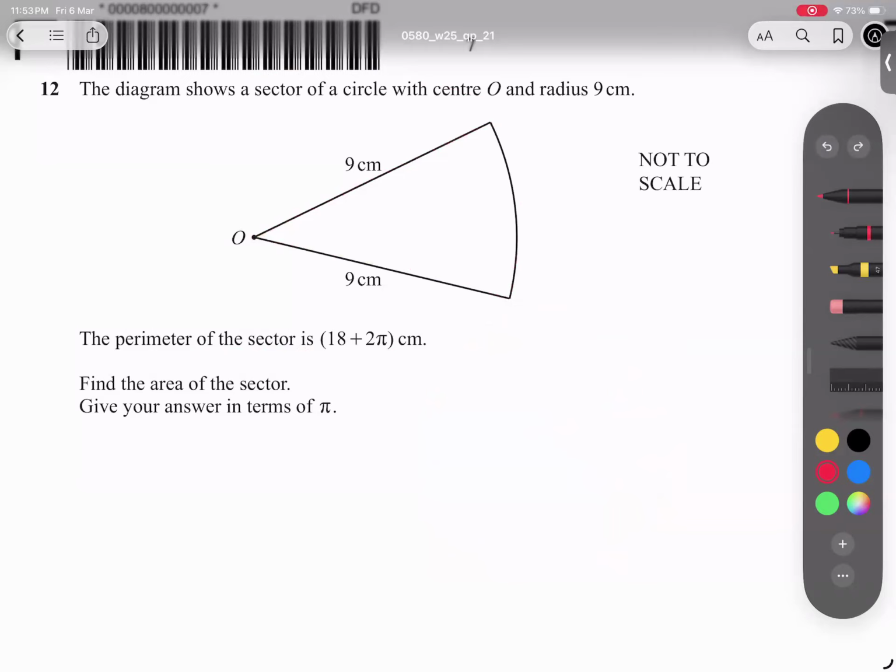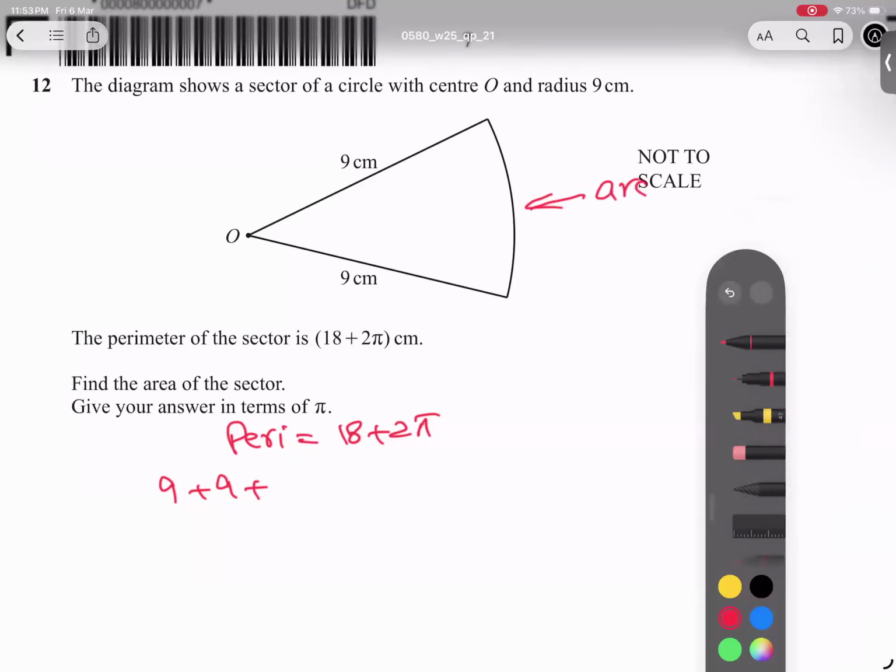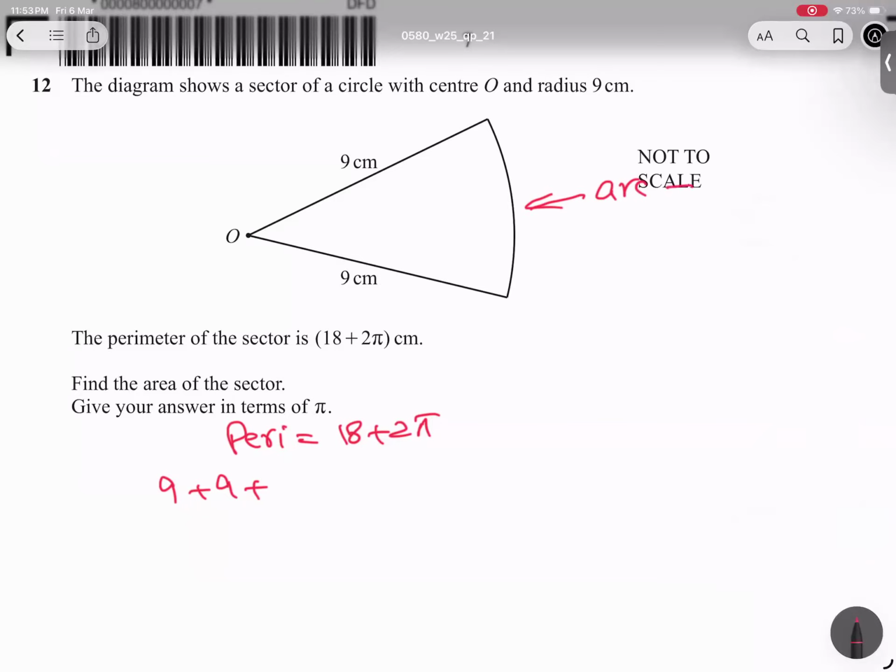So I can tell you easily, perimeter is what? Perimeter given by him is 18 plus 2 pi. So basically, what is this? 9 and 9. I will add 9 plus 9 and plus the arc length. And what is the arc length? This is the arc length. The arc length formula we have is theta by 360 degree into 2 pi r. Theta is unknown, so no problem at all.